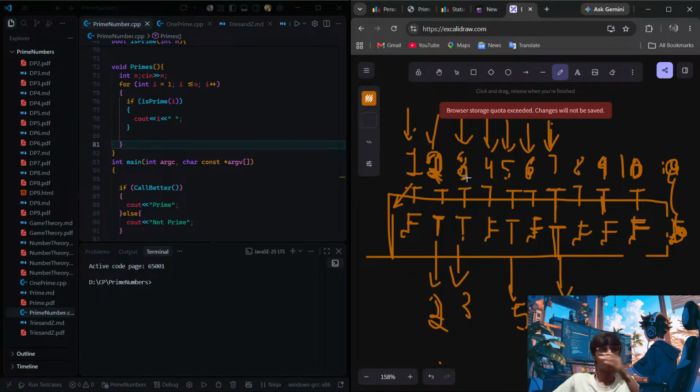remove all the numbers which is divisible by which laptop are you using? Victus, Victus 16.